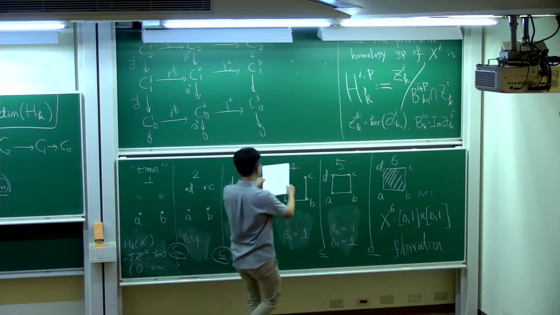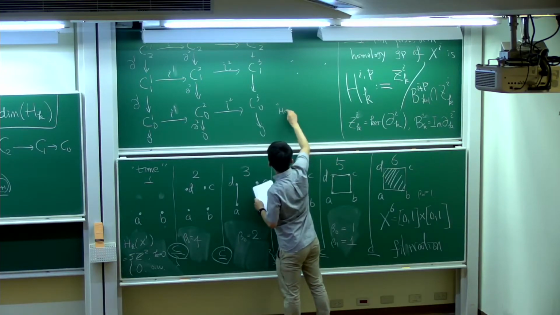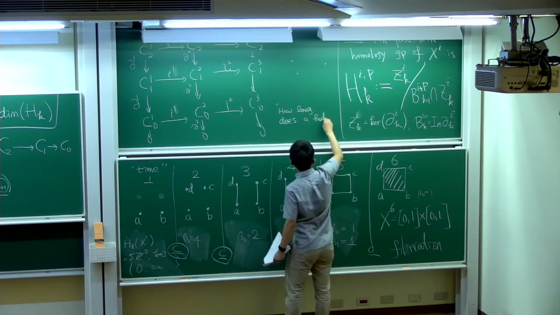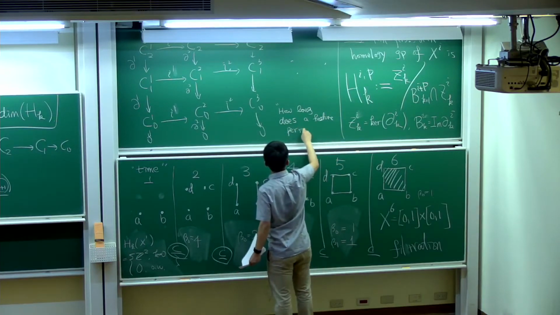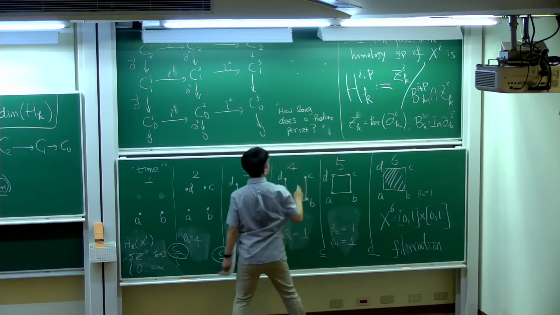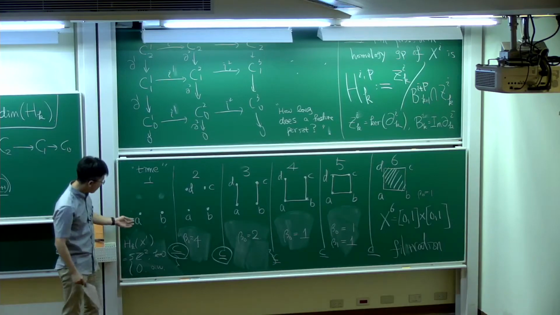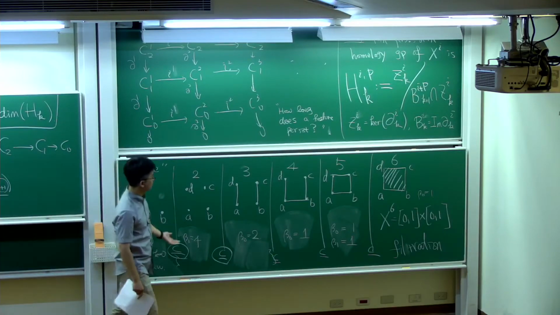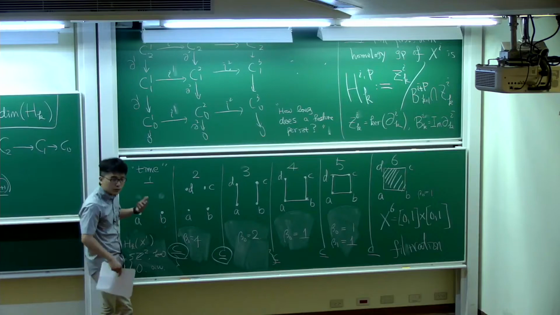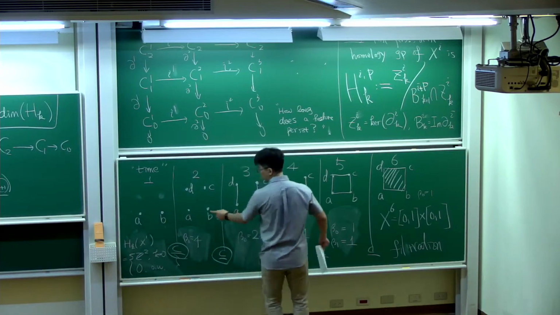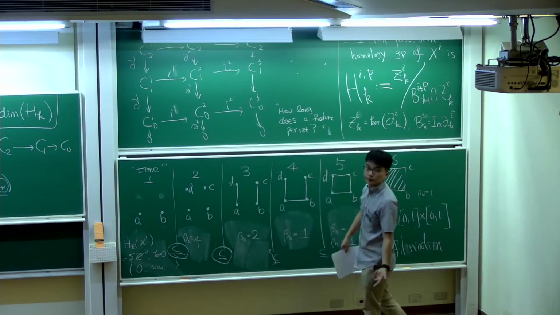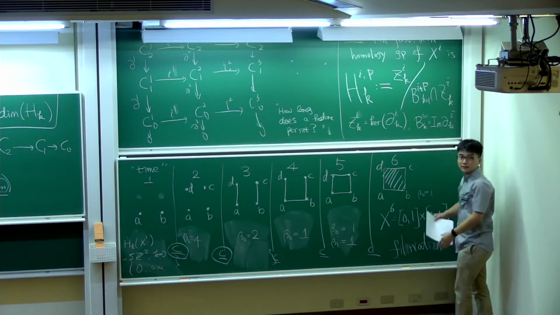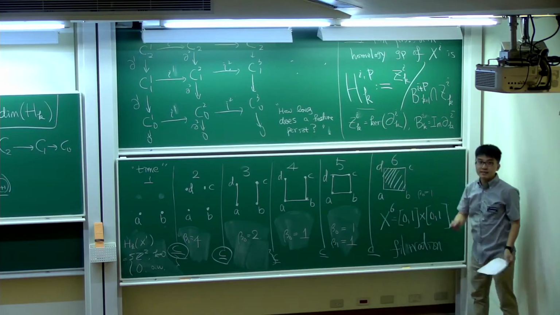Okay. So here is the question we need to understand: how long does a feature persist? For instance, you can ask, this is two components here. Does it exist after two time units? So 1, 2, does this guy still exist after time 2? That's what the p-th persistent k-th homology group of X, this very complicated thing, represents.